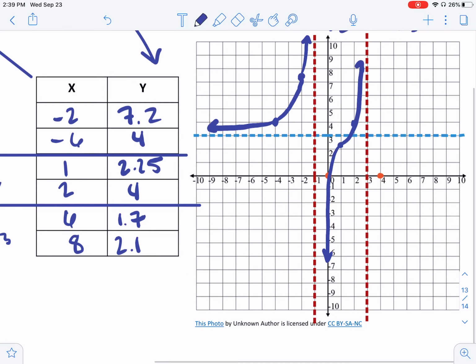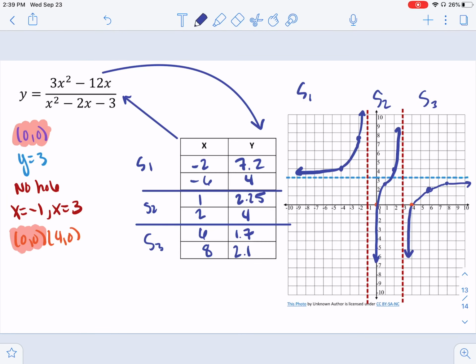I have my last one, so I can plot these points. 6, 1.7. 8 is 2.1, so we can see that it is starting to flatten out as we get towards that horizontal asymptote. Many people just want to stop here, but each section needs to have its 2 arrows. We know that this side should be a swoop, so as I get closer to my vertical asymptote, I'm just going to drop down. And there you have it. We have graphed another rational function. So we've graphed 2 rational functions here.